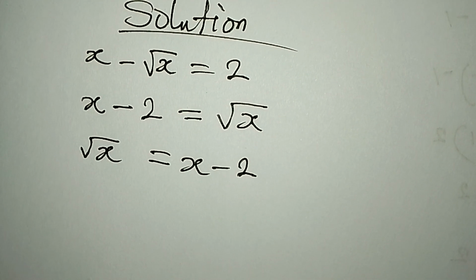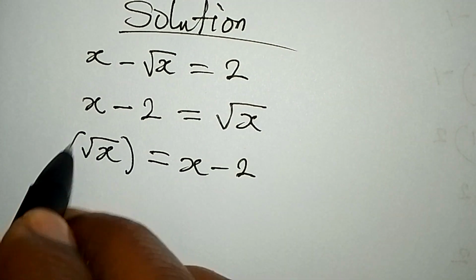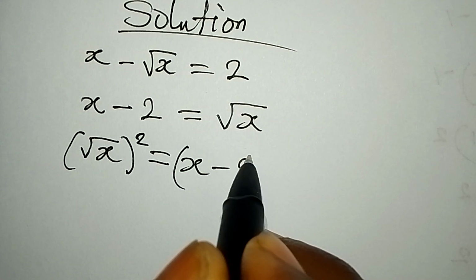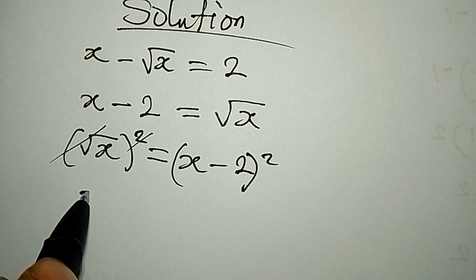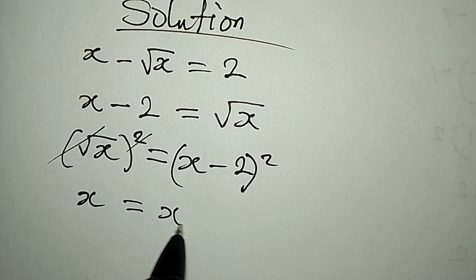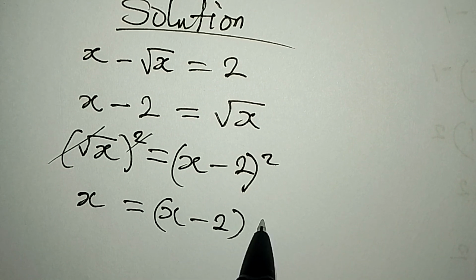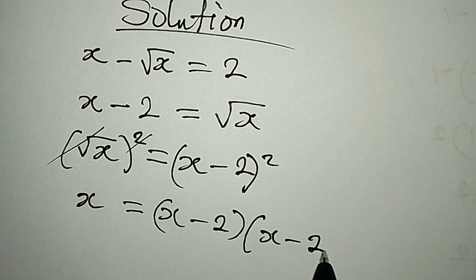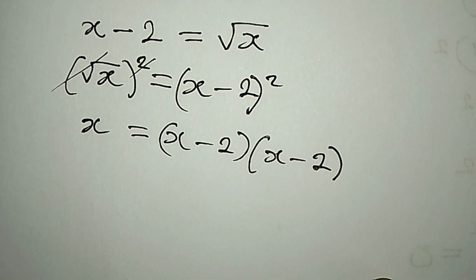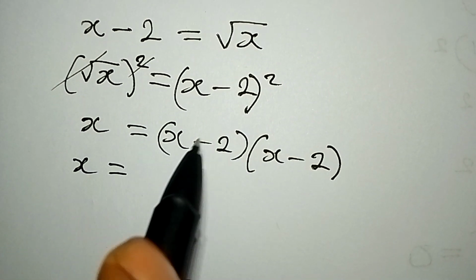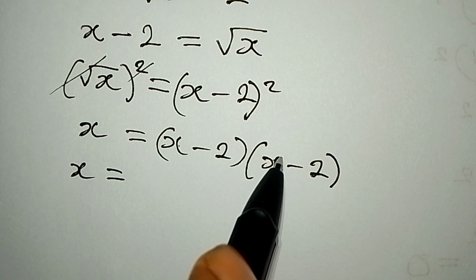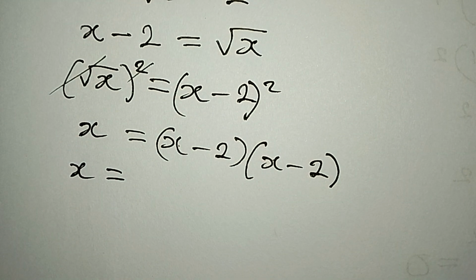Now, the next thing is to square both sides by 2. So we square this by 2. Now, this will go with this. So x will be equal to x minus 2 into x minus 2. This way, we no longer have anything squared, or anything under the square sign.